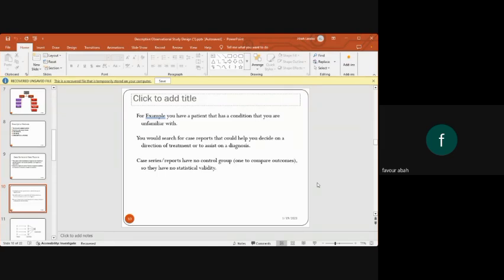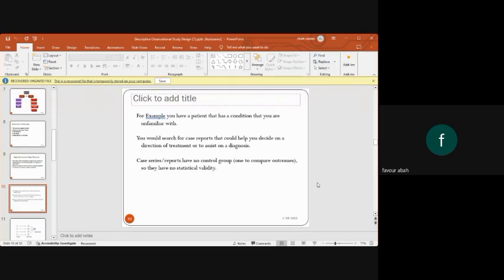Okay, case reports and case series have no control group. So they have no statistical validity, because you are not comparing them with another group. There's no grouping in case reports. You just write it the way you see it. So I cannot be writing a case report or a case series and grouping people into group A or group B. You write about them, you summarize them, you describe them the way they are.